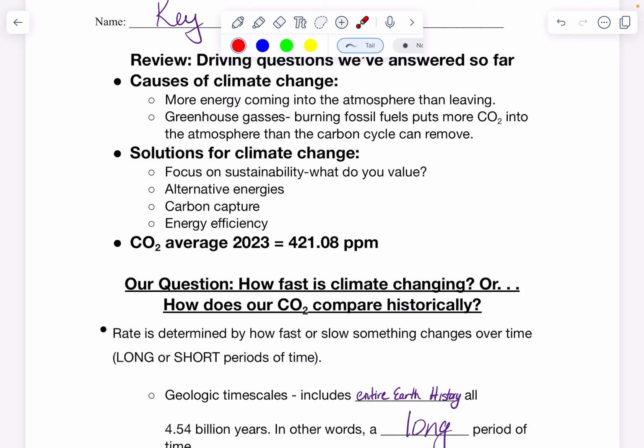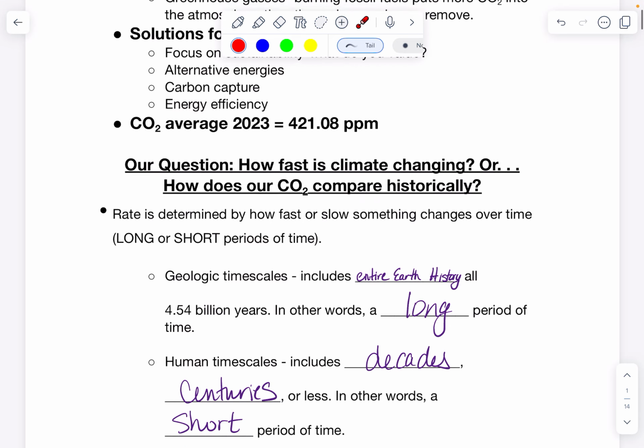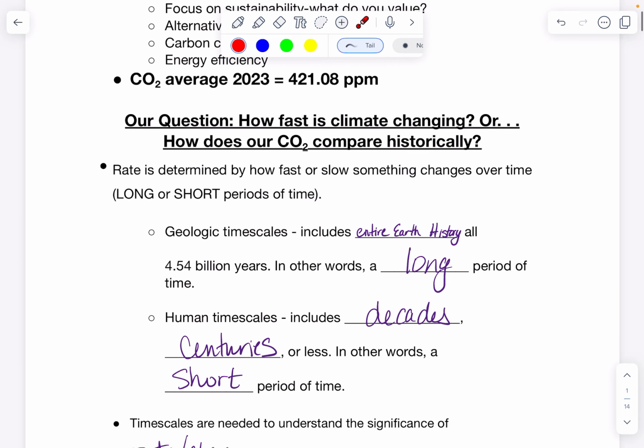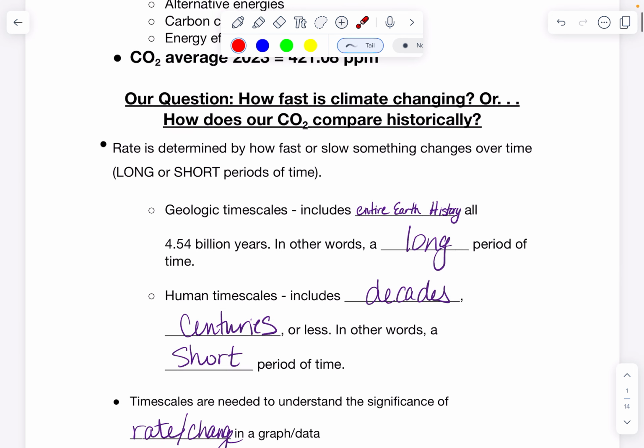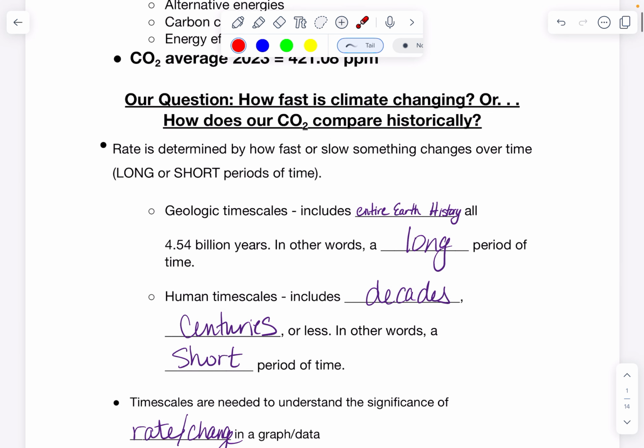Sustainability is the main focus: people, planet, and profit, and what you value determines how policy needs to be written. So we looked at alternative energies, carbon capture, and energy efficiency in our lab as possible solutions. We're also looking at our carbon dioxide levels. One of our other driving questions was how fast is climate changing, and how does our carbon dioxide compare historically? When we think about this, we need to think about whether we're talking about long periods of time or short periods of time.